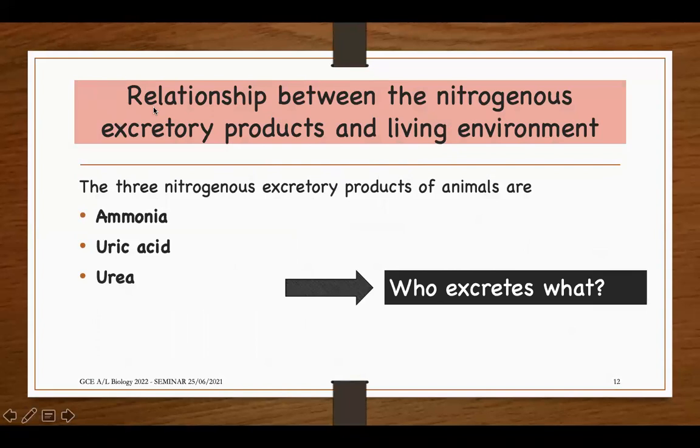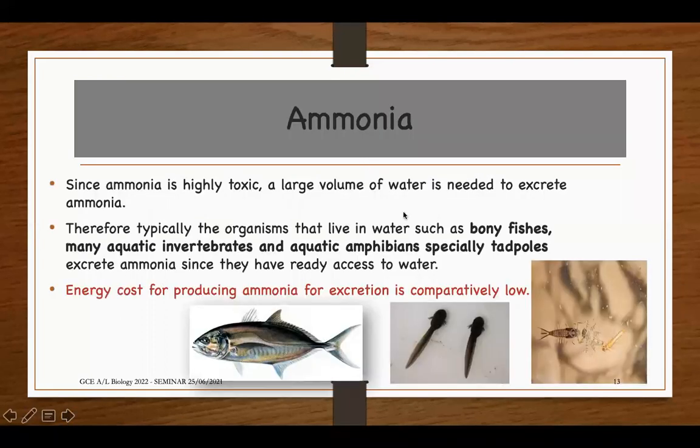Briefly describe the relationship between the nitrogenous excretory products and environment of organisms using the table. So they have given a table. Before going through the table, before answering the question, we will simply discuss who excretes what. Okay. All right. So the next slide, ammonia. We'll first talk about ammonia.